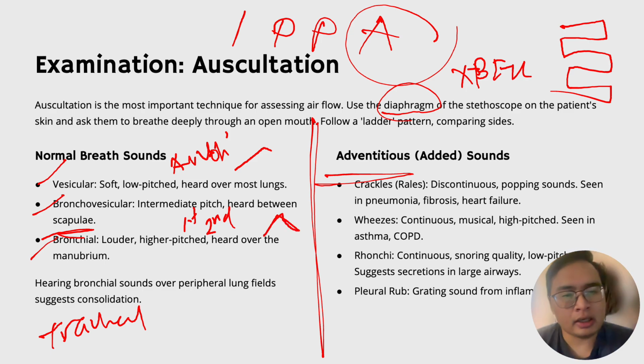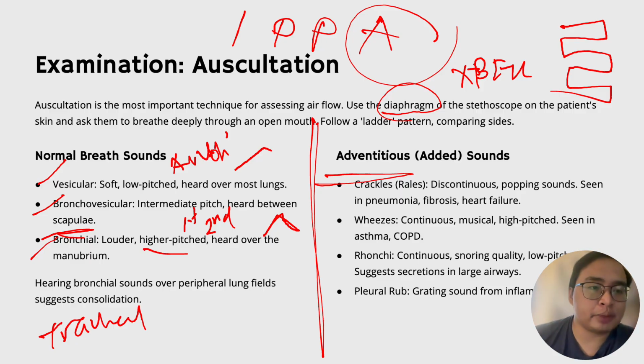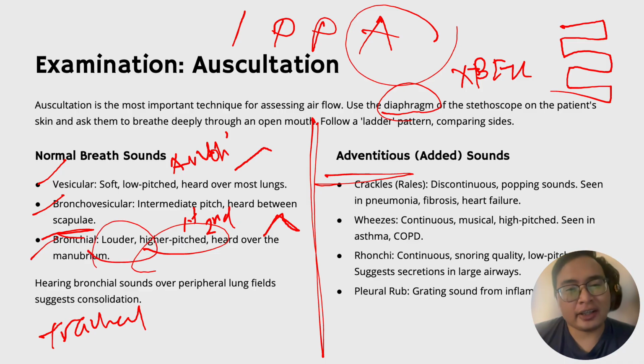Next, we have bronchial sounds, heard over the manubrium of the sternum. It's bronchial, obviously, because it represents air passing through the bronchi. In terms of sound and pitch, it's higher pitched and louder. Also, you may hear a break between the inspiratory and the expiratory part, and the expiratory part may be longer.